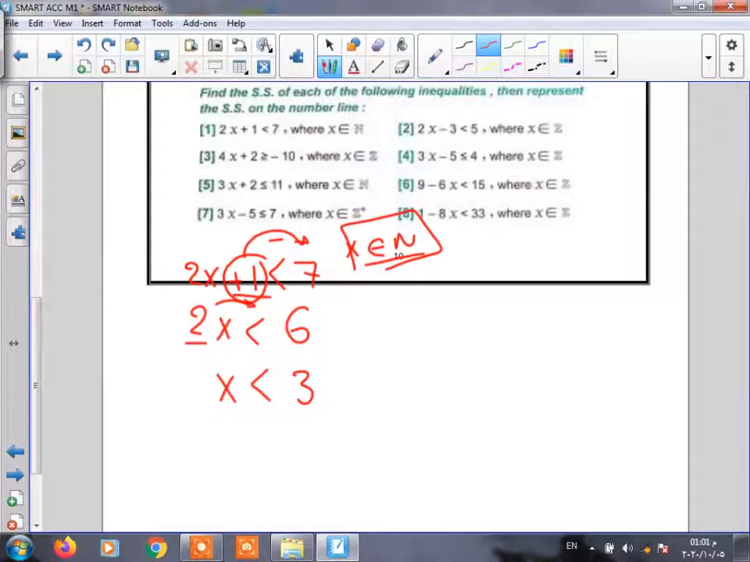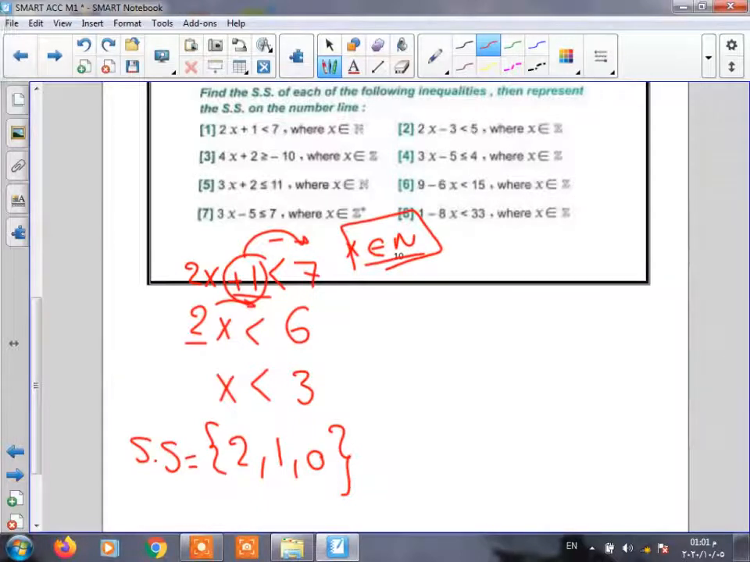What are the numbers in N smaller than 3? The solution set equals {2, 1, 0} only. I will not take negatives because x belongs to N.